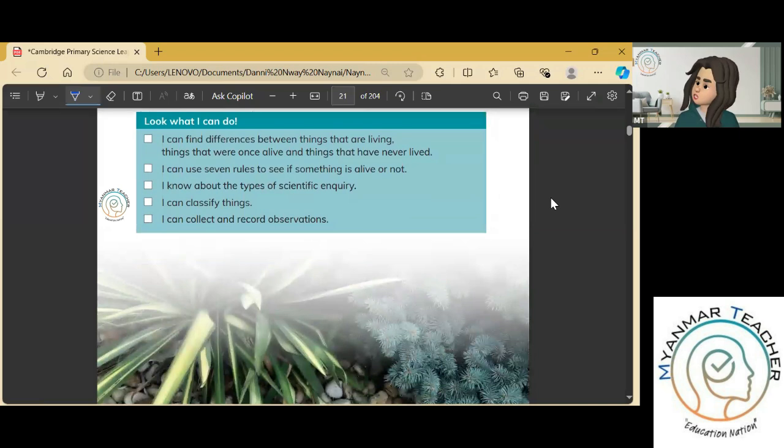And then here's the last one. Look what I can do. It's the last of this chapter, I think. I can find differences between things that are living, things that were once alive, and things that have never lived. You can put a cross or a tick. I can use all 7 rules to see if something is alive or not. I know about all the types of scientific inquiry. I can classify things. I can collect and record observations.